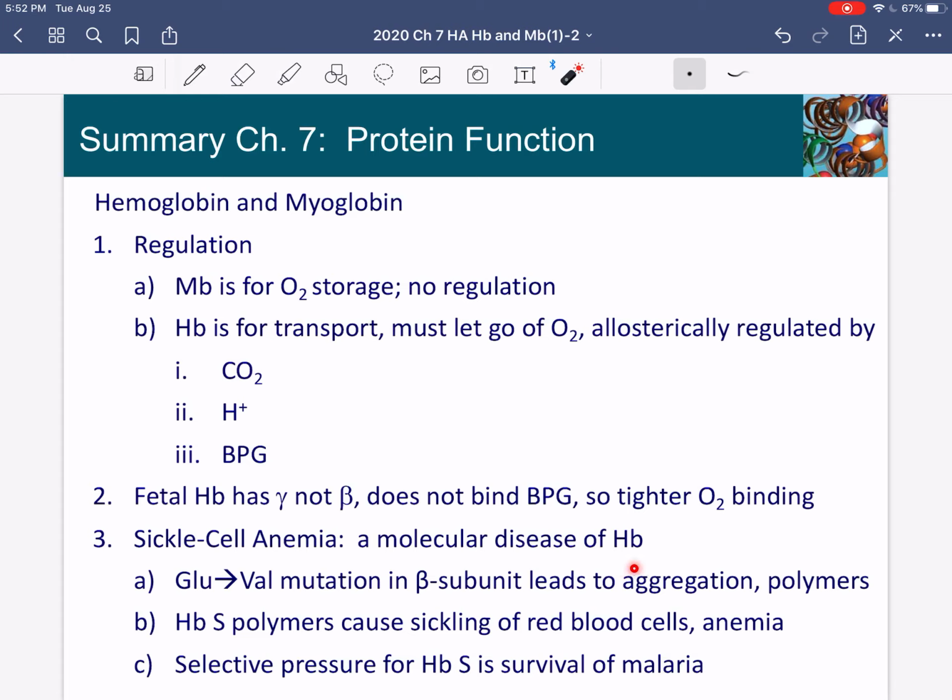Sickle cell anemia is a molecular disease of hemoglobin due to a glutamate to valine mutation in the beta subunit that leads to the aggregation of hemoglobin in the T state, deoxyhemoglobin. It forms polymers, causing sickling of red blood cells and anemia. And the trait was selected for survival against the malaria parasite.